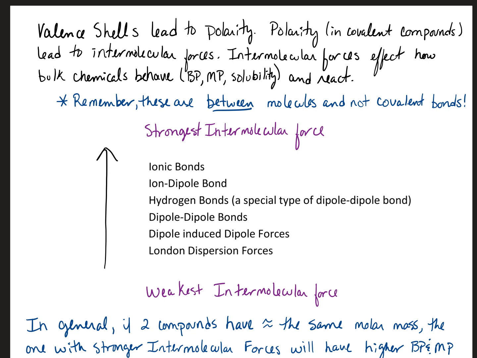So why do we need to talk about this as far as polarity and molecular shape? Well, here's how it goes. Valence shells and what we have in them lead to polarity, right? So VSEPR, I would also say, leads to that. Polarity in covalent compounds leads to intermolecular forces. Now that's important. Intermolecular forces affect how chemicals behave on big scales. It affects the boiling point, melting point, solubility, and reactivity.